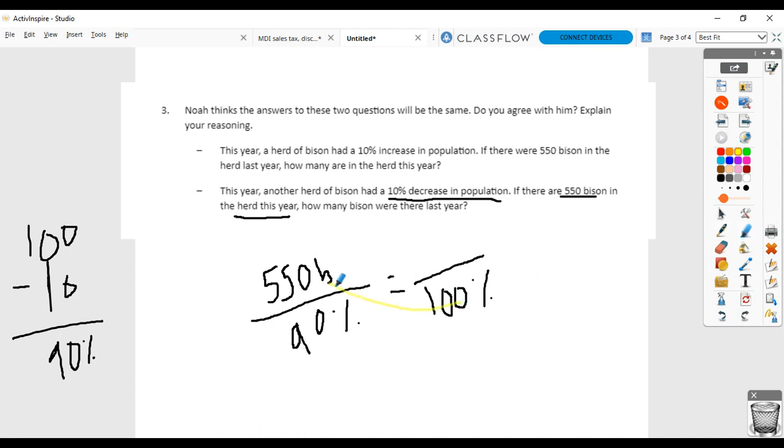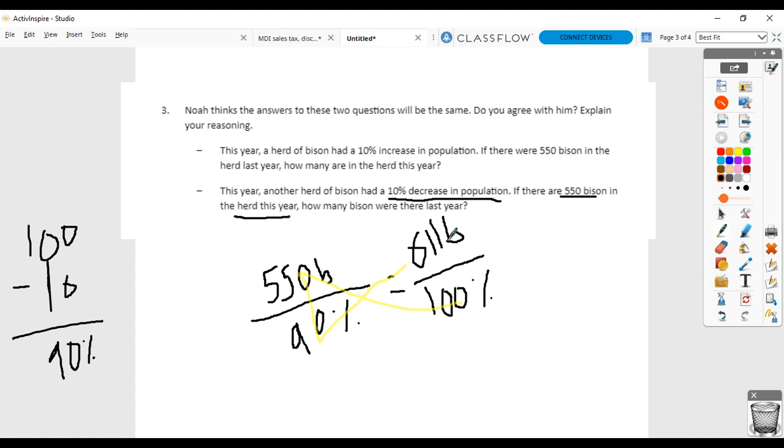So we take 100, we always multiply first, so times 550, divided by 90, and then we get 611 bison. There's actually 611.1 repeating, but we know we can't have 0.1 bison. That'd be like 1 foot of a bison. So it's just 611 bison.